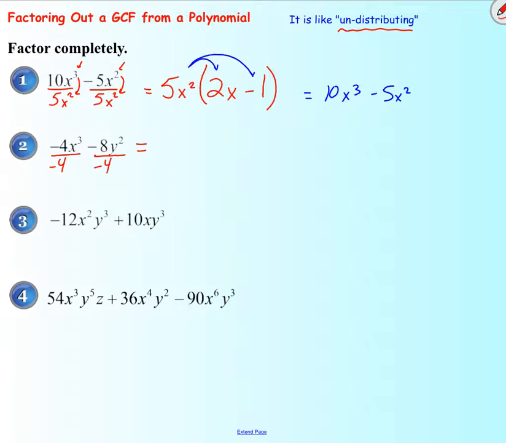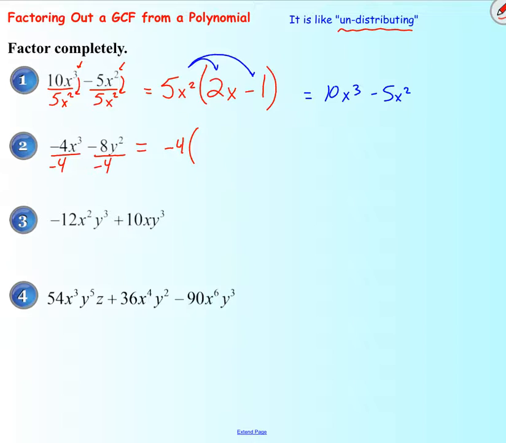Now look at your variables. You've got x cubed on the first one. You've got y squared on the second. Since they're not the same variable, I can't factor them out. I don't have x's on both terms. I don't have y's on both terms. So x's and y's aren't common to both terms. So therefore, my only GCF is going to be that negative 4.